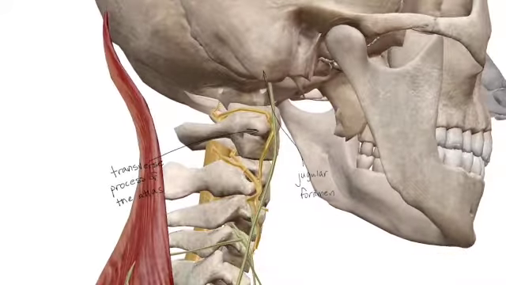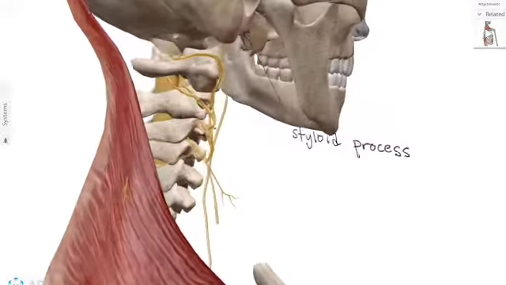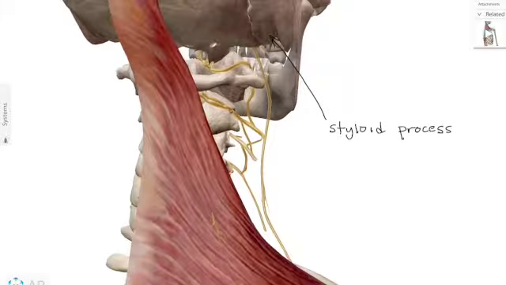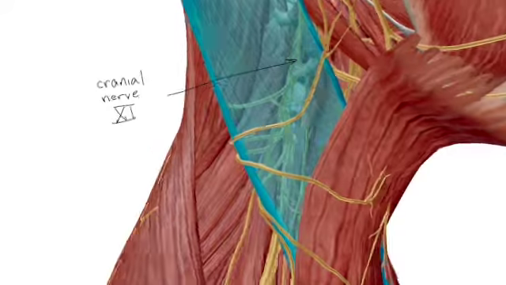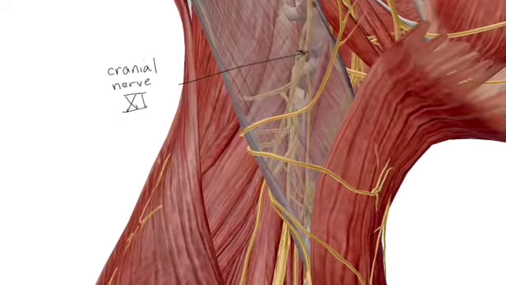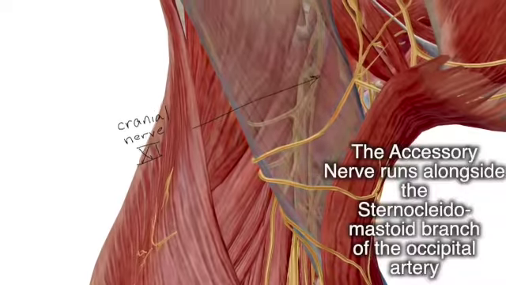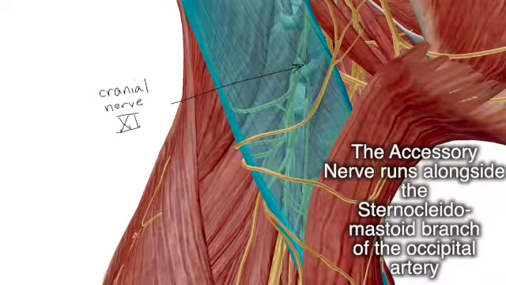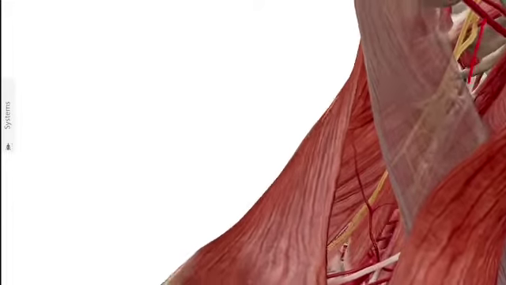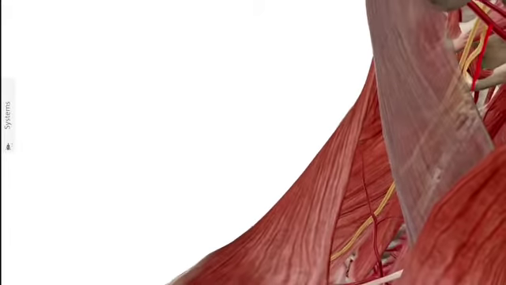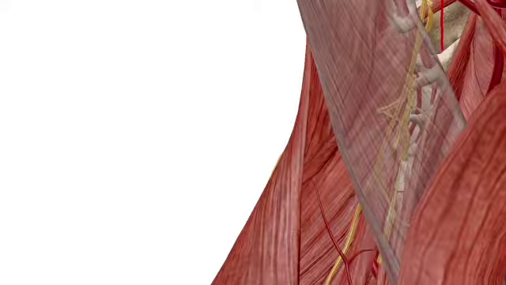The spinal accessory nerve then travels past the transverse process of the atlas, anteriorly in most cases, and then it descends medial to the styloid process and travels past the stylohyoid and digastric muscles. It runs along the superior sternocleidomastoid branch of the occipital artery and enters the deep surface of the upper portion of the sternocleidomastoid muscle. The accessory nerve exits along the posterior border of the sternocleidomastoid muscle.